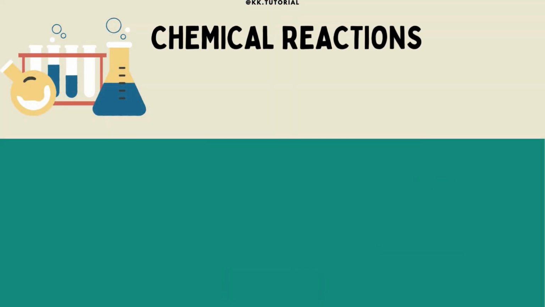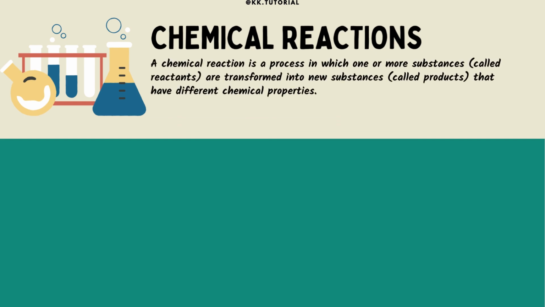Now let's begin with the topic that is chemical reaction. So a chemical reaction is a process in which one or more substances, which are called reactants, are transformed into new substances, which are called products, that have different chemical properties.